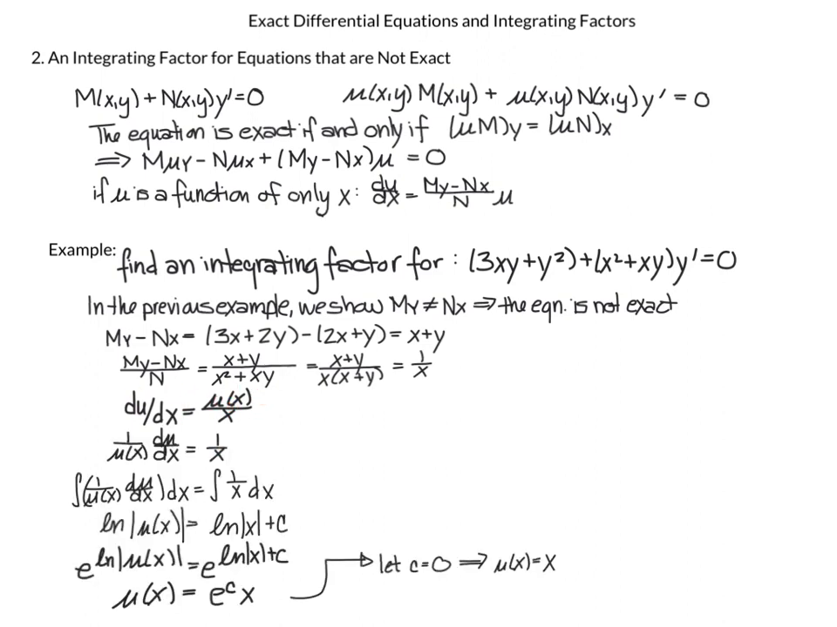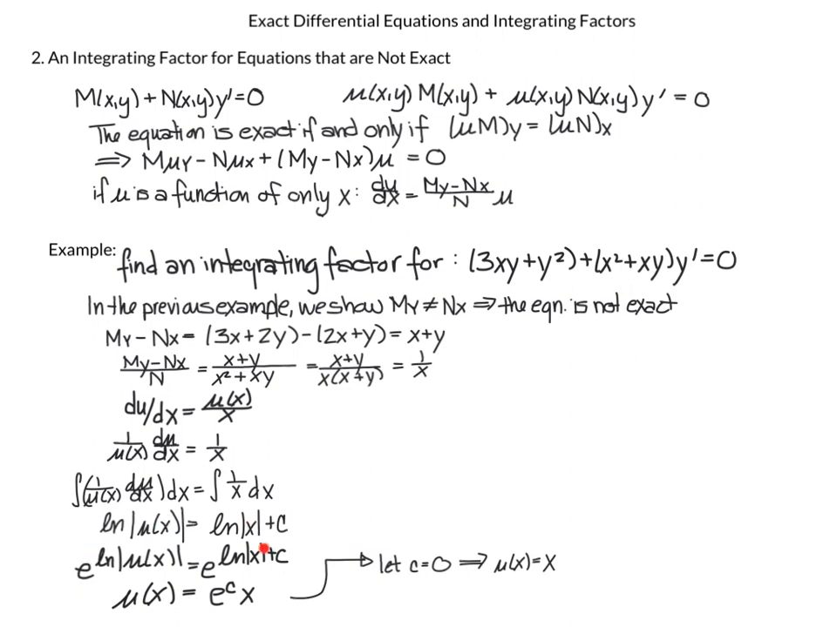Now this is a separable equation, so I can move my mu over and keep my x's on this side. So moving this over, I get 1 over mu of x d mu dx is equal to 1 over x. Integrating both sides of the equation with respect to x, here I get natural log of mu of x equals natural log of x plus c.